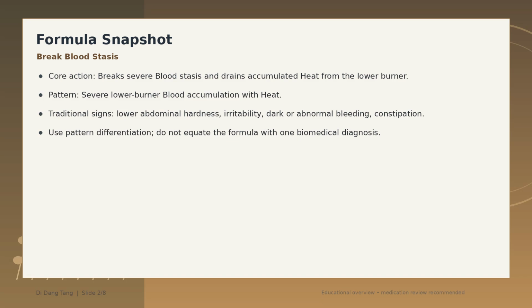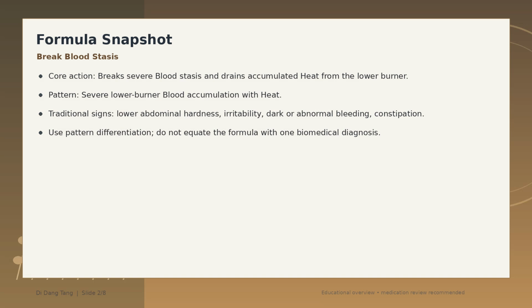The traditional target pattern is severe lower burner blood accumulation with heat. Typical clues include lower abdominal hardness, irritability, dark or abnormal bleeding, constipation, purple tongue, deep choppy pulse. These findings are not all required, and the same biomedical diagnosis can present with different Chinese medicine patterns.